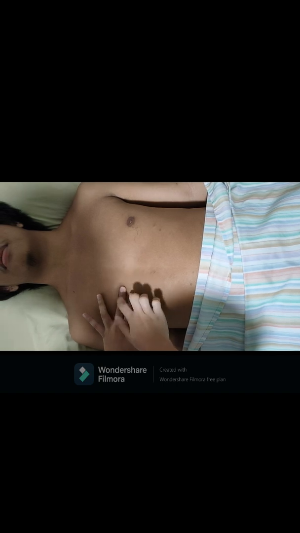You should also identify the upper border of liver dullness. Percuss in progressive steps downward in the right midclavicular line. Use this method to estimate the size of the liver.